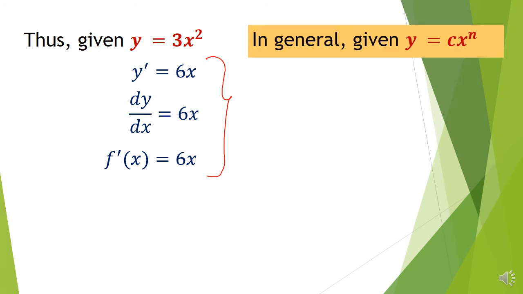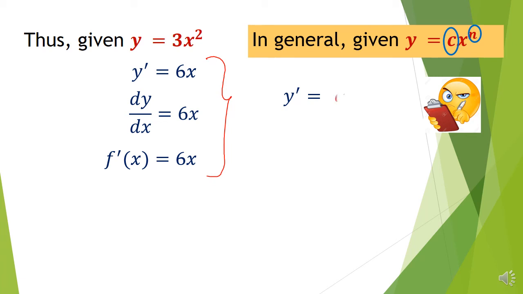So, in general, if we're given this form, y equals cx to the n, what we do is simply multiply. So, take note of this formula. We multiply the coefficient by the exponent, so we have cn using that notation. And then, copy the base, but this time we subtract 1 from the exponent. So we take note of this formula. This is applicable whatever your exponent is, whether it's a negative number, a fraction, a radical, a negative of a fraction, so long as your n is constant.